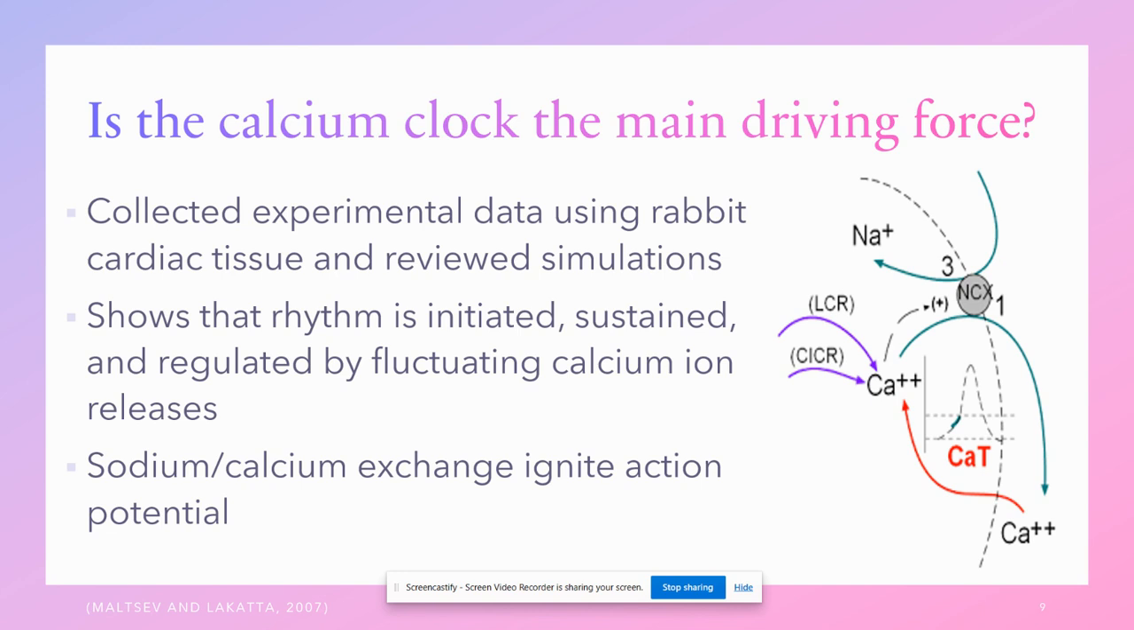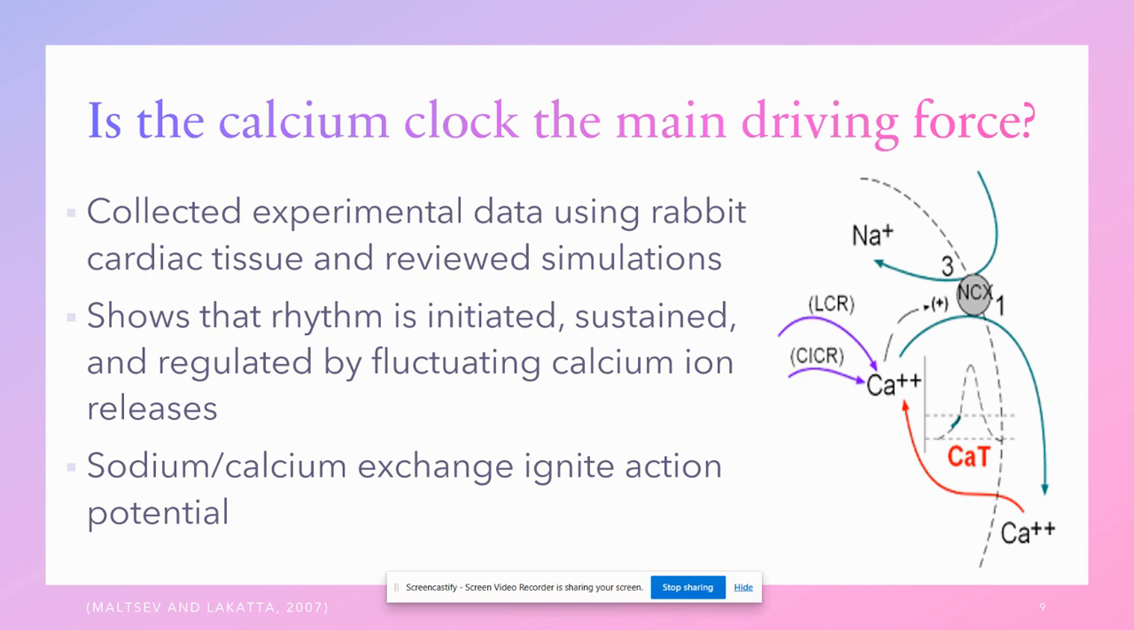So a study by Maltsev and Lakatta, I think I butchered that name, looked into the calcium clock and its relation to the heart rhythm of our cardiac cells. They initially state that pacemaker cells were driven by voltage gated ion channels known as membrane clocks. This study collected experimental data, mostly using little rabbit cardiac tissue, and looked at the nodes within those tissues and how they responded to initial ion concentrations.